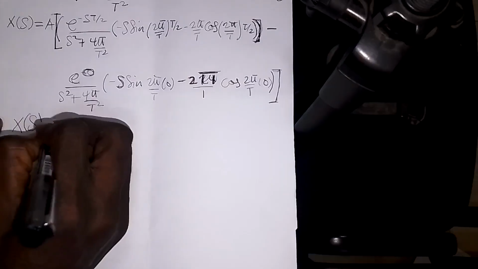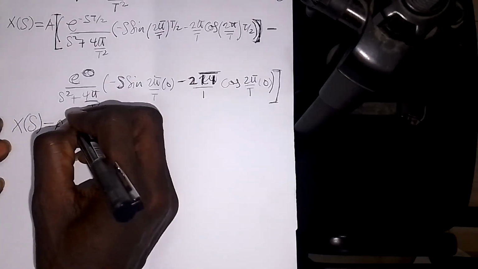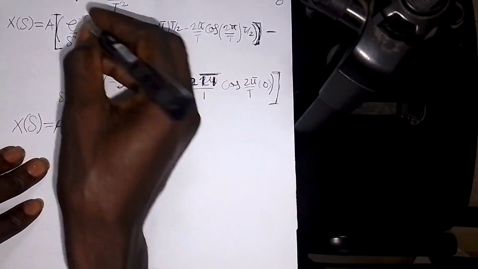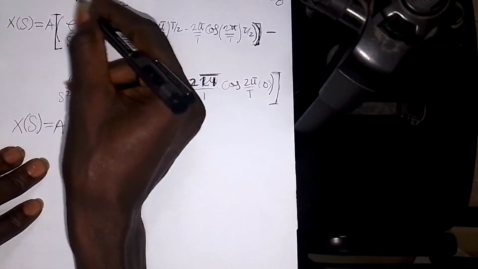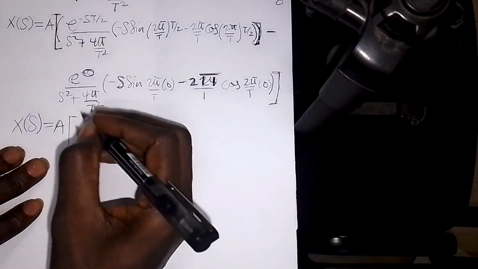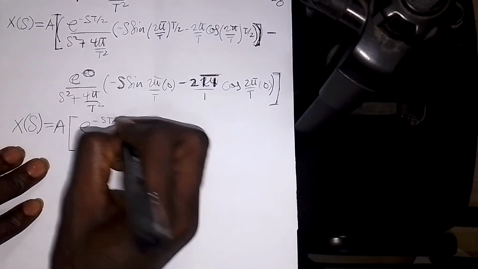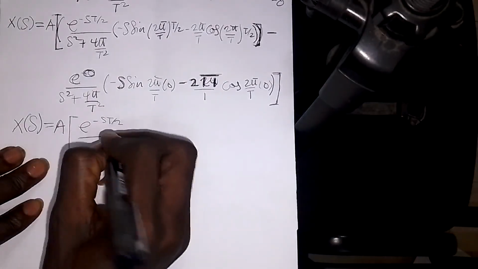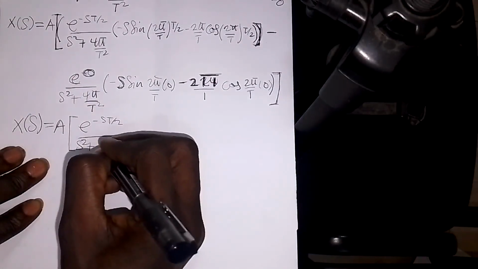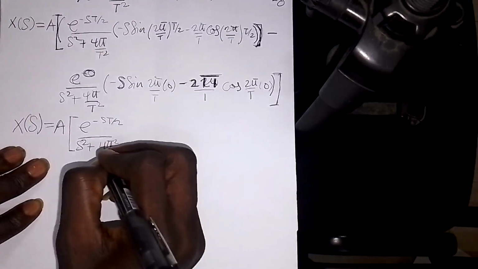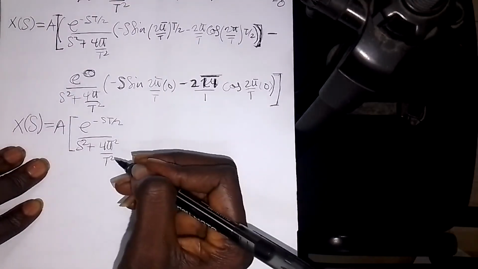So that means that I'm going to have X of s is equal to a, into here, I'm going to have e exponent minus st on 2, over s squared plus 4 pi squared, on t squared.